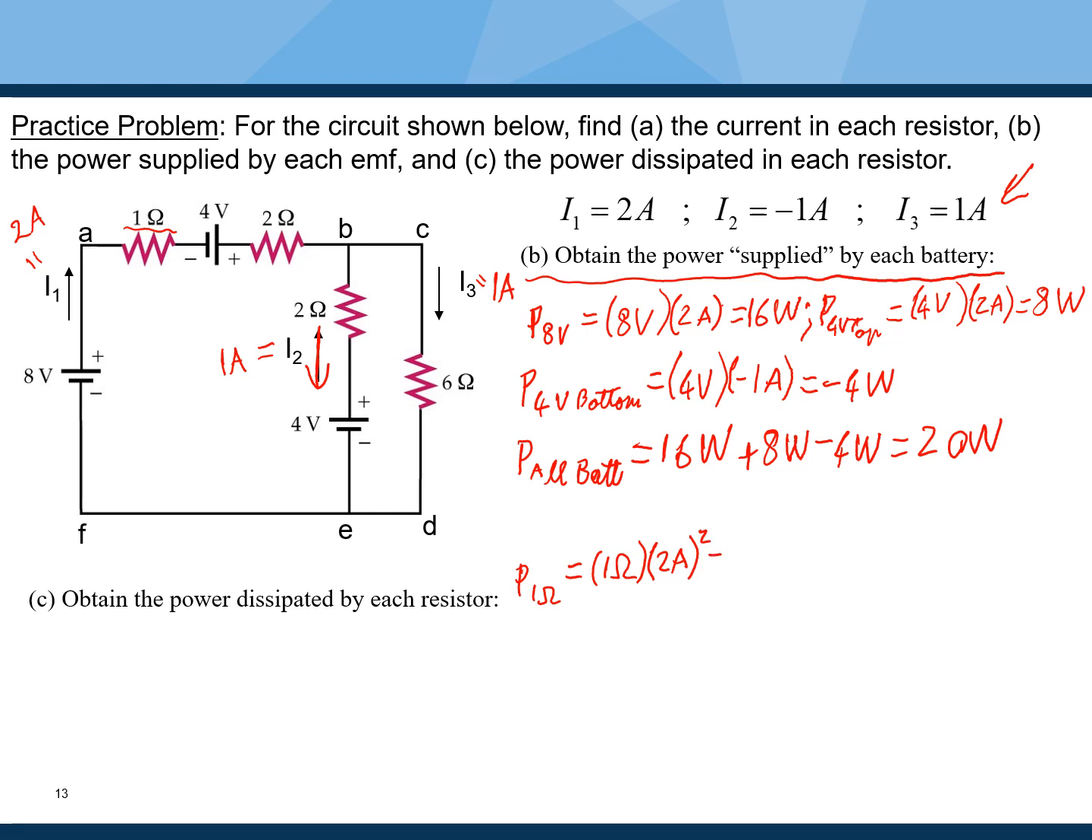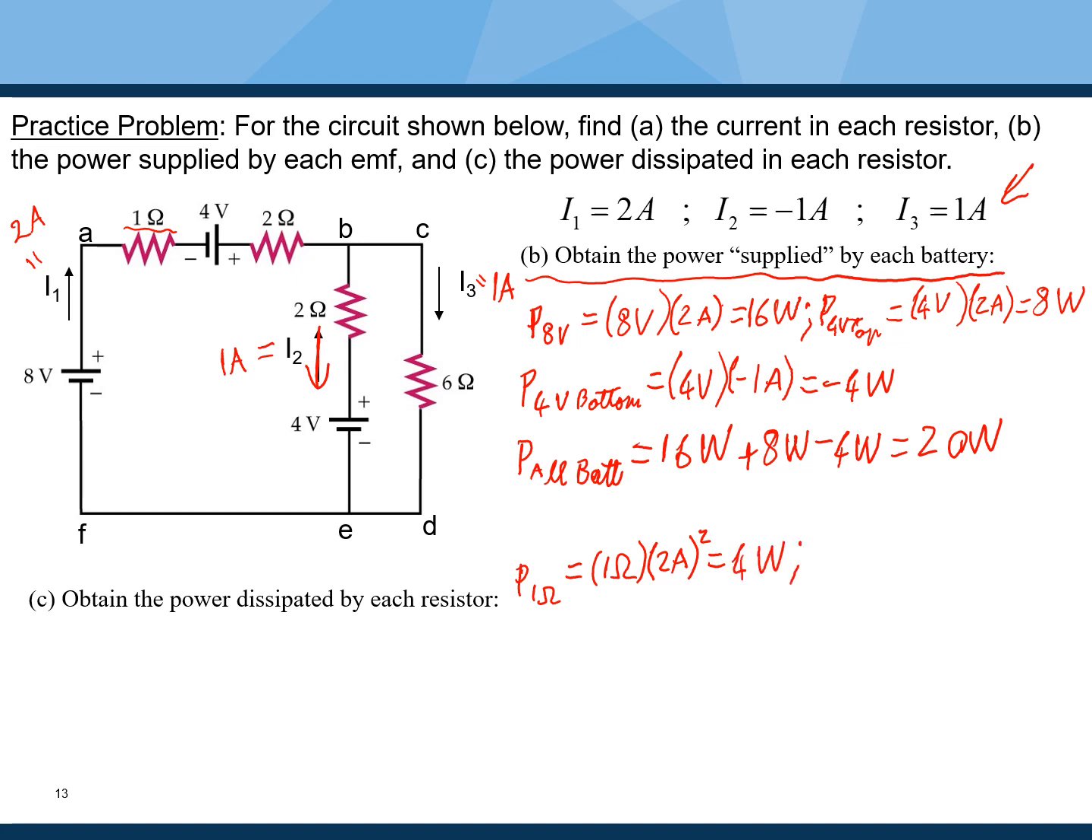Remember that the power dissipated in a resistor is equal to its resistance times the current squared. So if I've said supplied by the resistor, please forget that. It's always the power dissipated by a resistor. A resistor has no option but to dissipate power. So the 1 ohm resistor that we're considering in the top leg of the circuit between A and B is dissipating 4 watts of power.